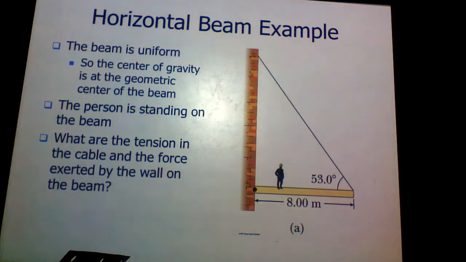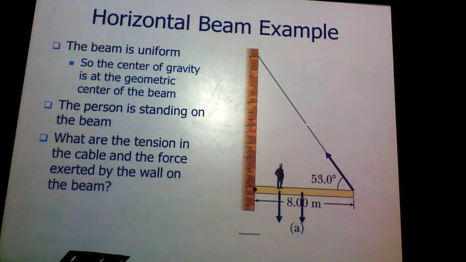So I'll use the same ideas as what we were using from the first one. We know the beam is uniform, so the beam is going to have a weight, and I already know that weight was 200 newtons, and that 200 newtons is going to be placed directly in the geometric center of the beam. I know that the person is standing on the beam. I want to know the tension. So here's my weight force for the person. Here's my weight force for the beam.